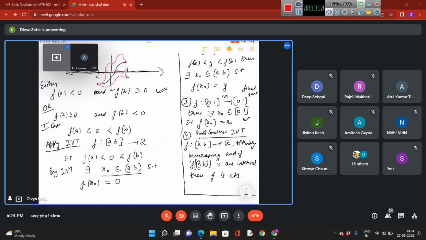At least you should be expected to solve such small problems in the exam. Like this can be expected. This type of proofs you have to solve in the exam.